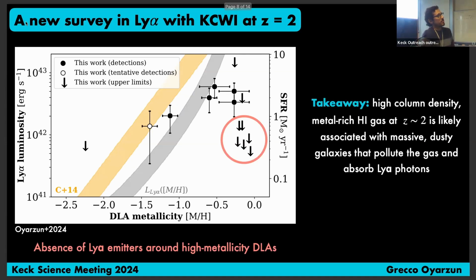And our interpretation for this result is that high column density metal rich H1 gas at redshift 2 is likely associated with galaxies that are not bright in Lyman alpha emission. And our preferred scenario for a galaxy like that is a galaxy that's very massive, that's very dusty, and therefore any Lyman alpha photon production from these galaxies is being absorbed by all the dust in these systems.